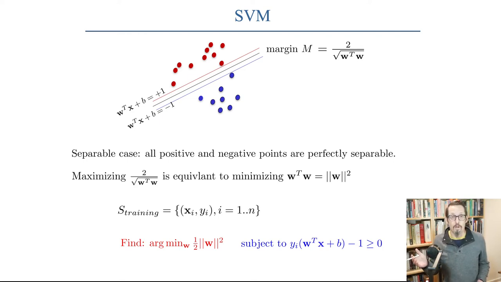So SVMs are large margin classifiers. What they're set up to do is to draw that decision boundary in a way which gives it the biggest margin between the boundary and the nearest data points that are close to it. The terminology is that these nearest data points to the boundary are called support vectors.